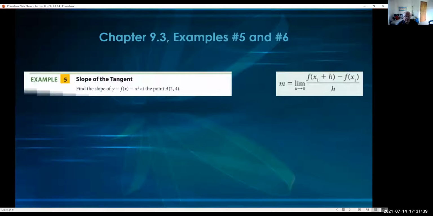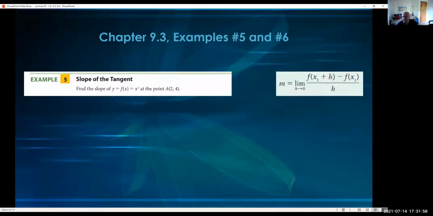So here we go again with the slope of the tangent. Find the slope of this function at a specific point. How are we going to do that? Well, this is going to be our game plan. First, we're going to look at f of x equals x squared and work through all of this magic to figure out what the derivative is. Then we're going to plug the x value of 2 into there and get an answer.